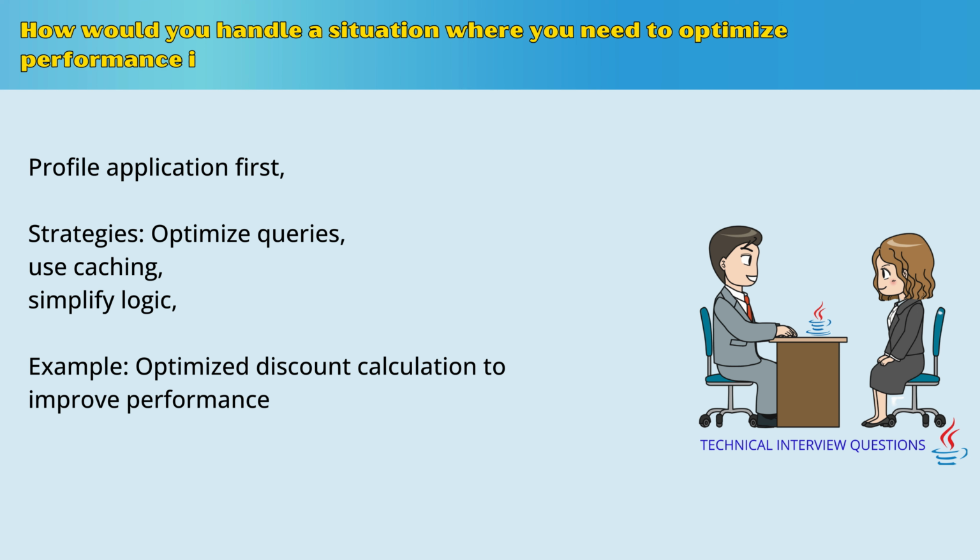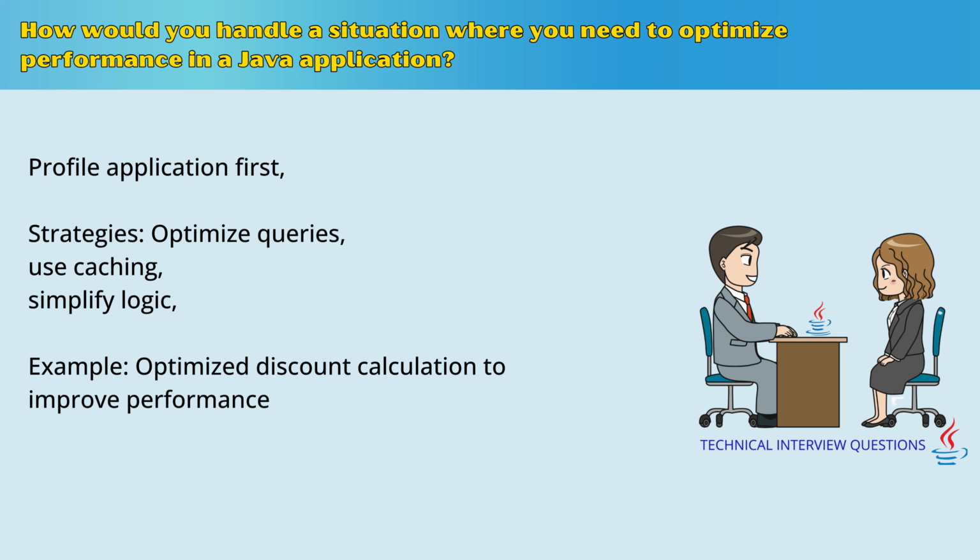Performance optimization in Java can involve several strategies, depending on the nature of the application and where the bottlenecks are occurring. The first step is always to profile the application to identify the slowest parts. Tools like VisualVM or JProfiler are useful for this. Once the bottlenecks are identified, I would consider various strategies.